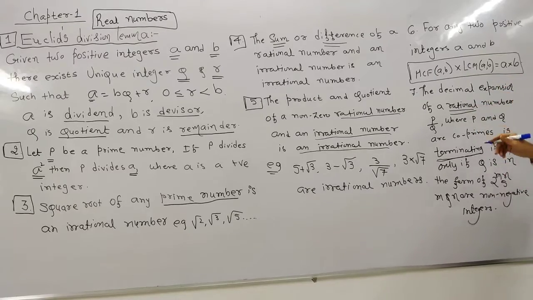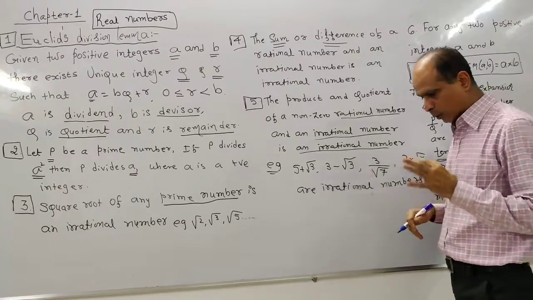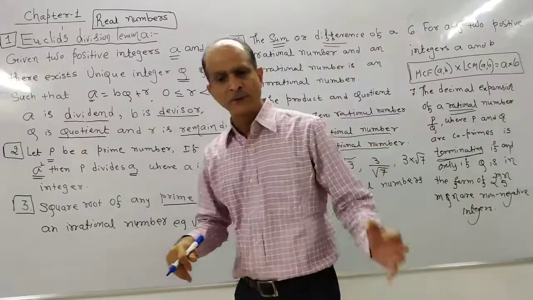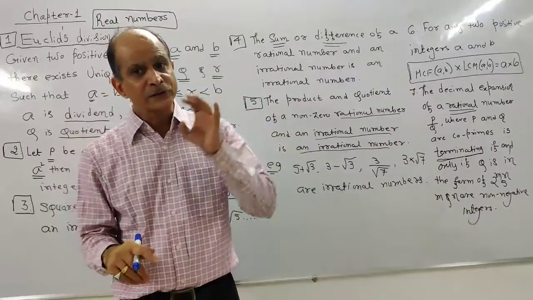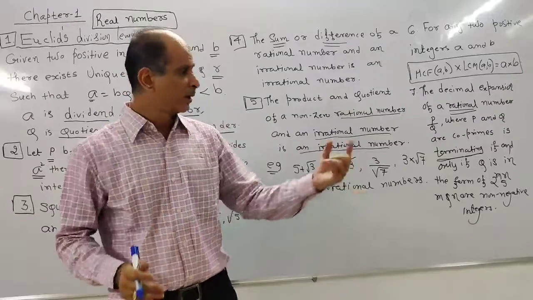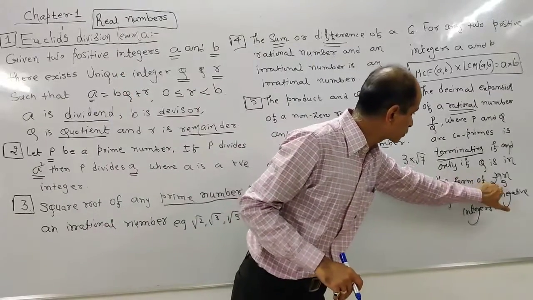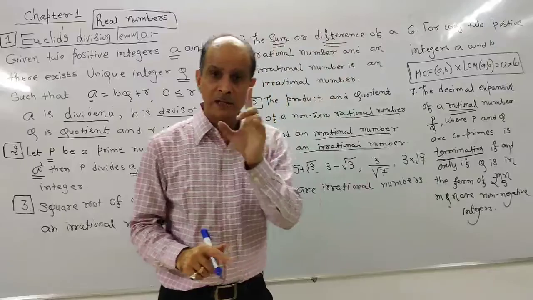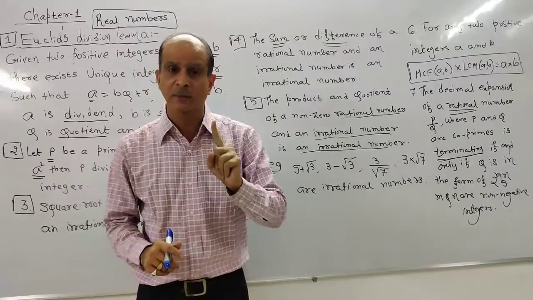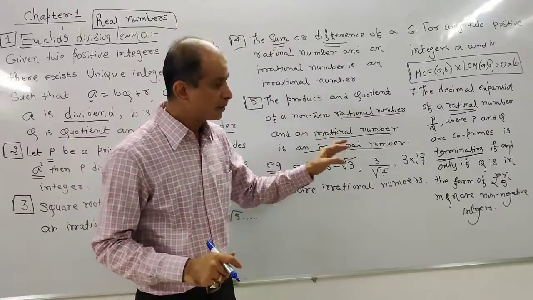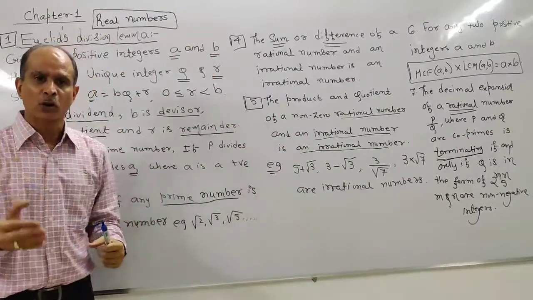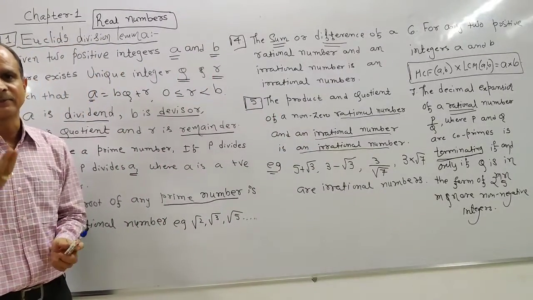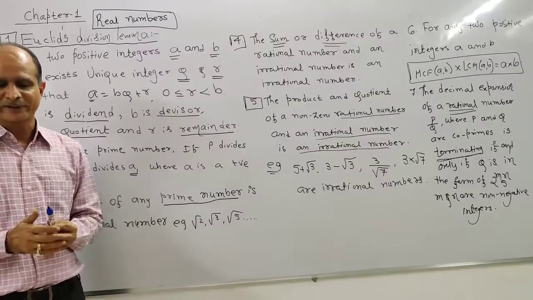The 7th concept is if P and Q are co-prime numbers, factorize P and factorize Q, analyze Q, if Q is in the form of 2 raised to m and 5 raised to n, then the expansion of this rational number is a terminating decimal expansion. Otherwise, it is a non-terminating decimal expansion.